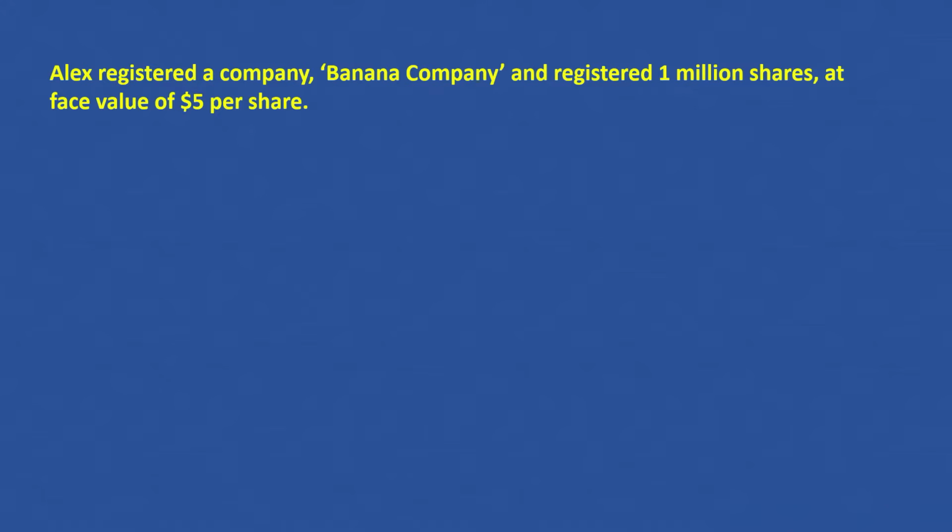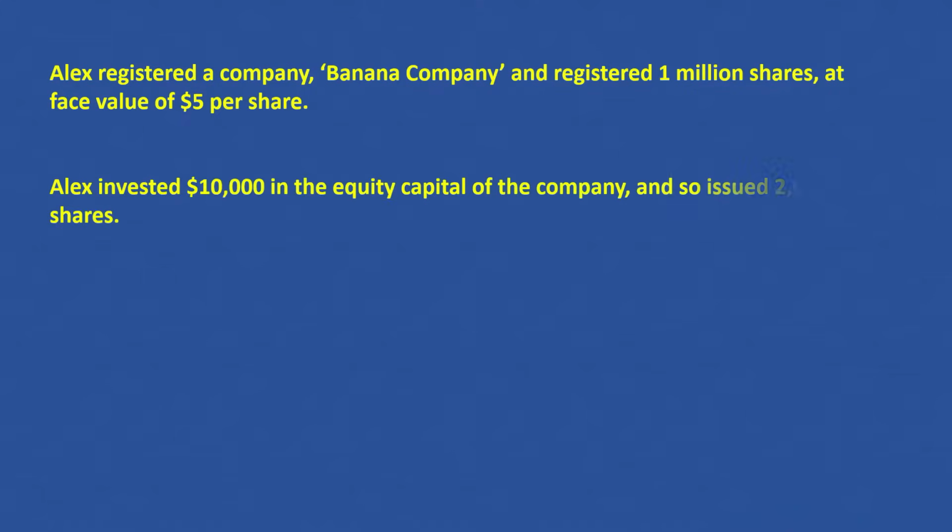Now to get 1 share of the company, he will have to inject $5 in the business. This is how the company will raise its initial equity capital. So Alex invested $10,000 into the equity capital of the company, and of course, to inject $10,000 divided by the $5 face value, Alex will be issued 2,000 shares of the business.